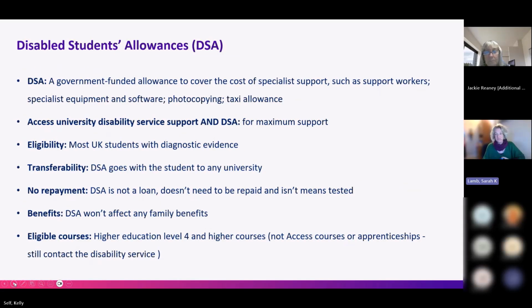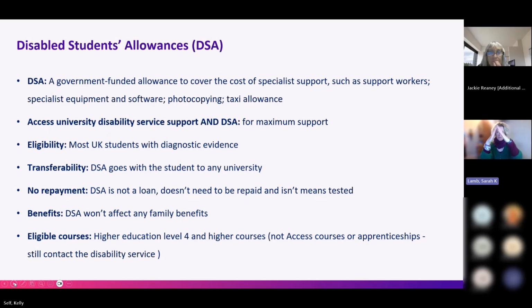So it's now over to me. My name's Sarah Lamb. I'm a disability advisor at Sheffield Hallam University. Just to talk you through a little bit more about what Disabled Students Allowance is and who can apply for it. It's a government funded allowance and it covers, like Alison said, specialist support. That's support that has a cost related to it, and a high cost usually. Some support is provided by the university, but a lot comes through Disabled Students Allowance.